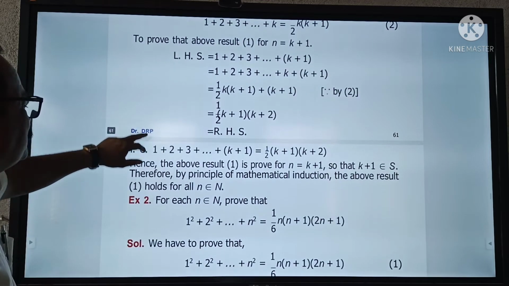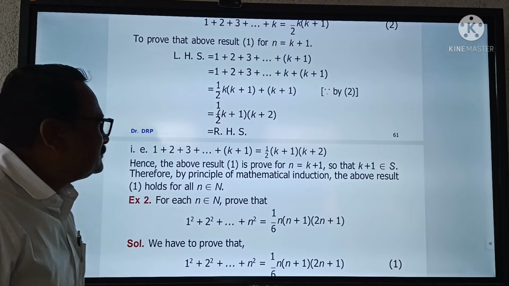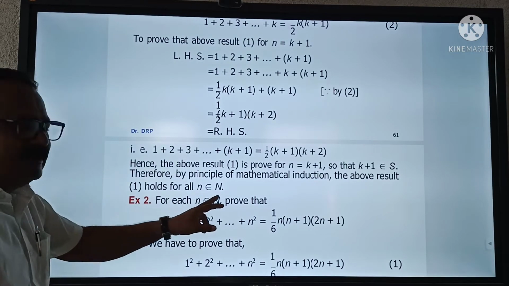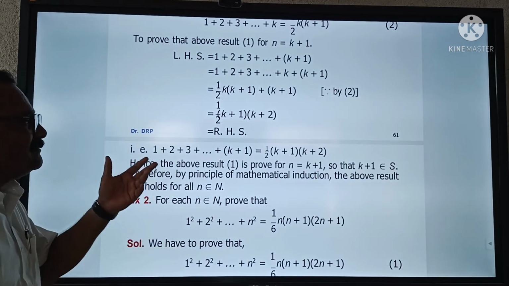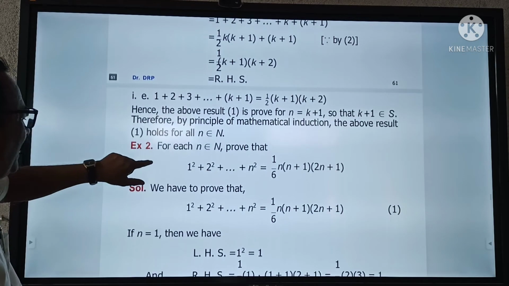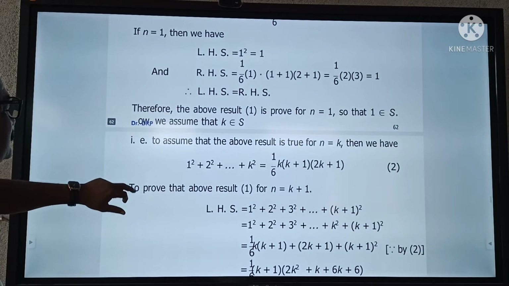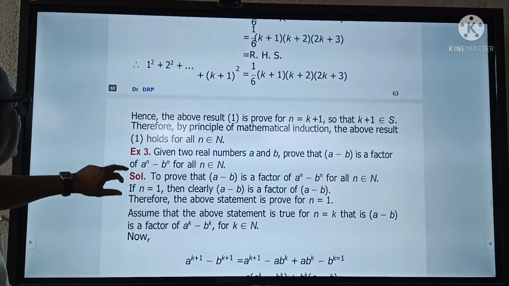So if the result is true for n equal to k plus 1, therefore by the principle of mathematical induction, the above result is true for n belongs to N. This is the proof of this result by using the principle of mathematical induction. Okay. Similarly, this is the same, by using the principle of mathematical induction. Okay. We see a different example.